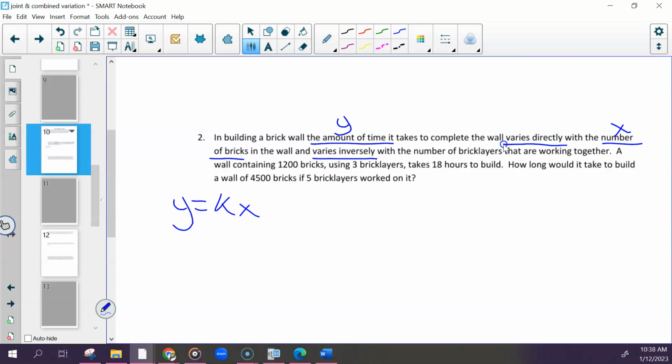And then varies inversely with the number of brick layers. So let's call that some other variable, z, or something else, doesn't matter. Inversely means we're dividing that variable. So we would divide this by z, and that would be your equation.